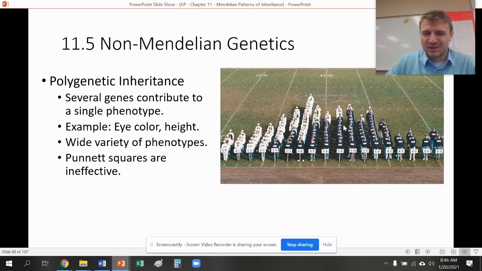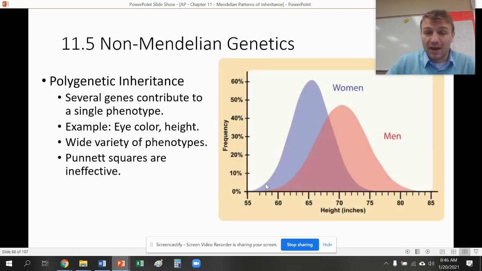I'd love to do this with our students one day, but obviously with COVID, we're not going to be able to do it. You can see here, there are a lot of different phenotypes. And if we made this like 5 foot and a half, 5 foot and a quarter, there would be even more phenotypes. But what you can see here is this bell curve. A lot of times with polygenic inheritance, there are several genes that contribute to a single phenotype. Eye color is one of them, height's another one. And again, most of human genetics is going to follow this, where you have this bell curve of phenotypes.